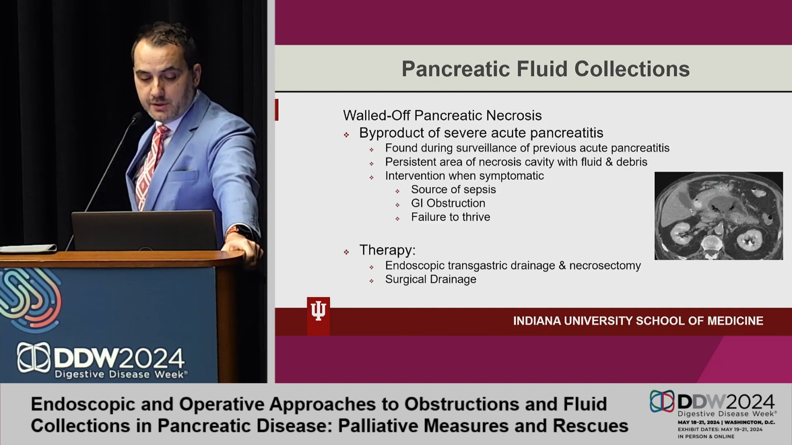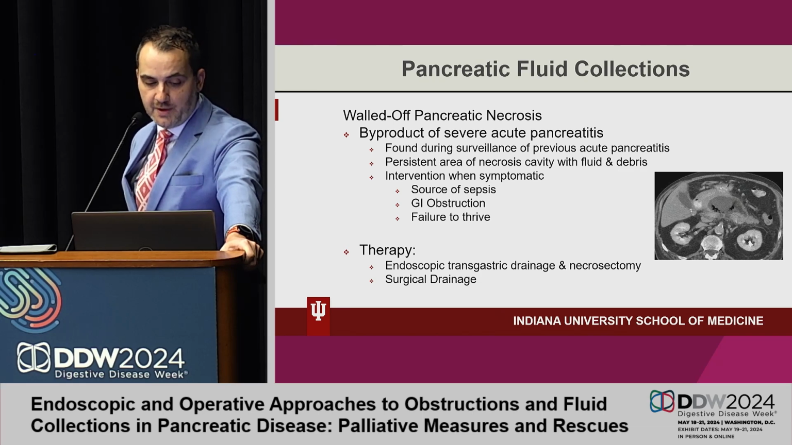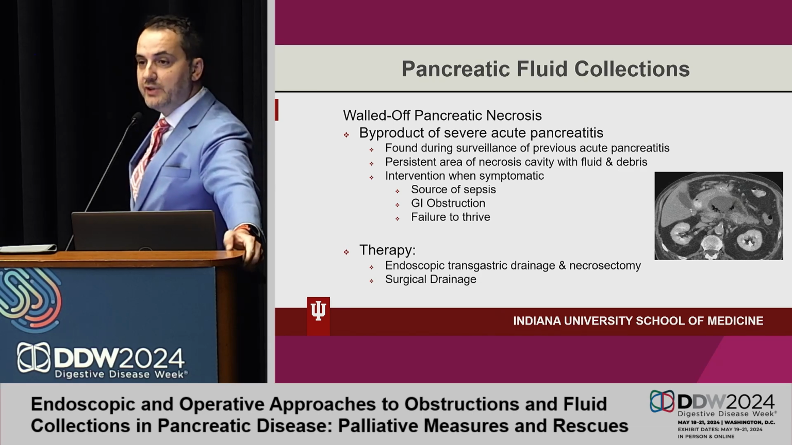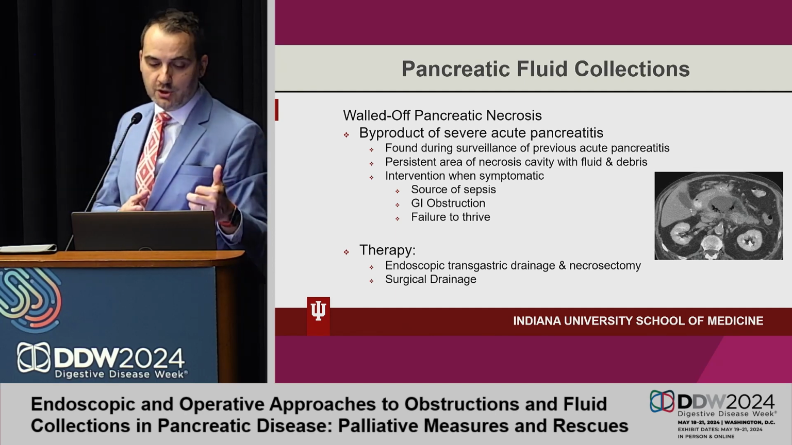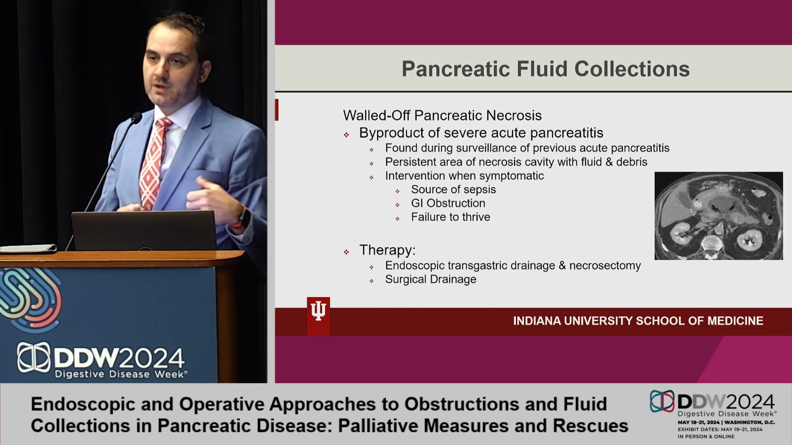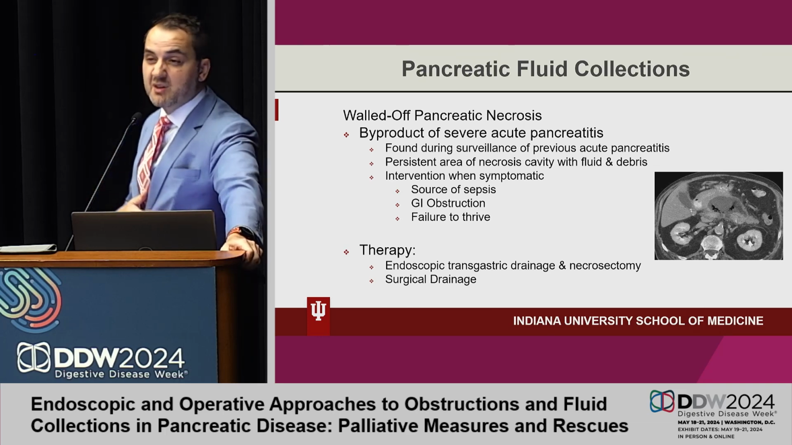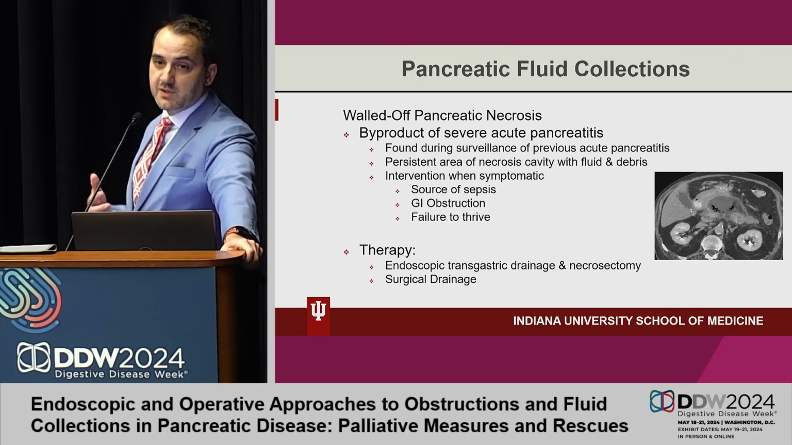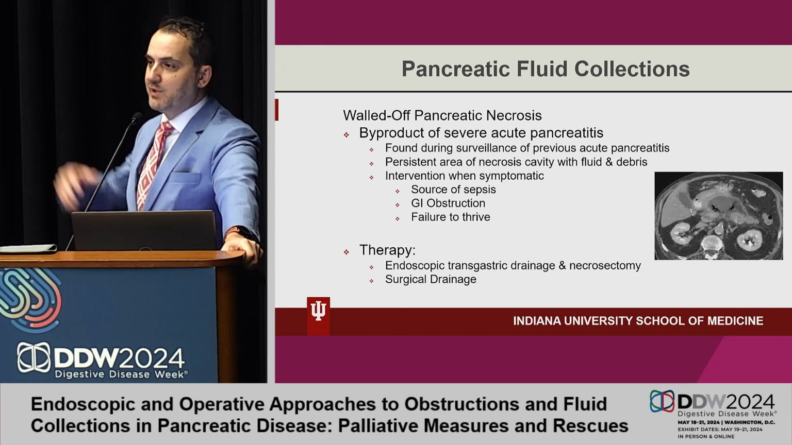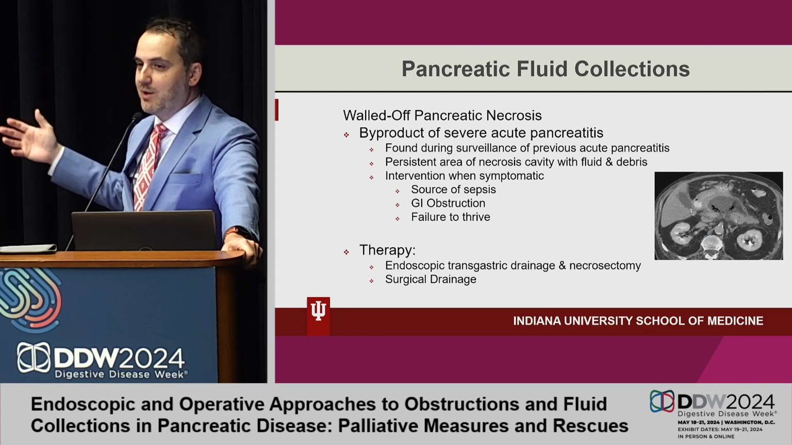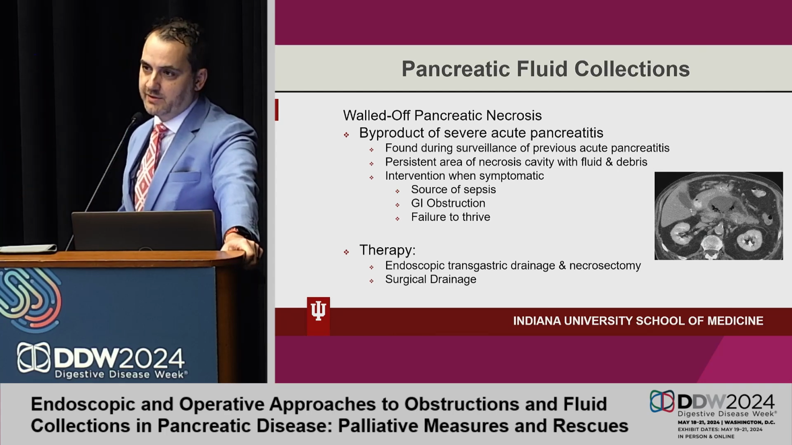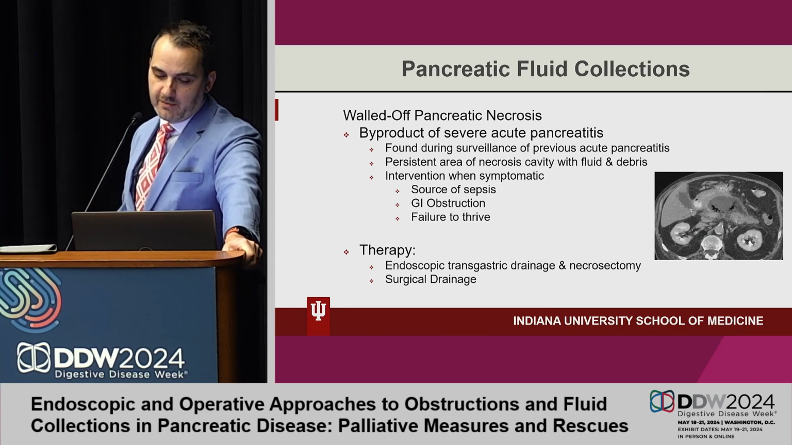Walled-off pancreatic necrosis, also a byproduct of severe acute pancreatitis, typically found during surveillance from a previous admission for acute pancreatitis. Patients present to your clinic with some failure to thrive. Some of them could get readmitted for signs of sepsis, bacteremia, can't find it. They blame it on the urinary tract infection. The Klebsiella urinary tract infection is probably a Klebsiella from the dead piece of pancreas that's still in. And I know a lot of the hospitalists miss that point.